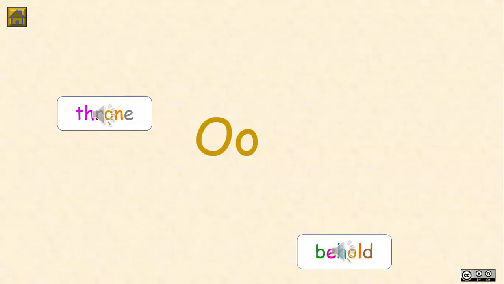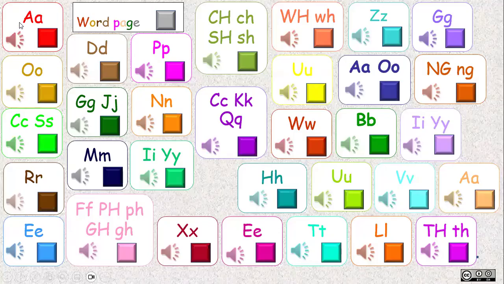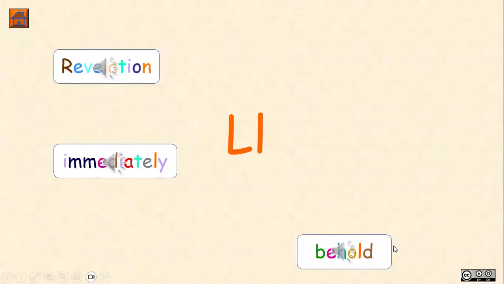The next sound in behold is the L sound. You'll find that on the home page. Down here, this orange says L, L, L. And we will push on the button, and it takes us to where we find the word that says behold.